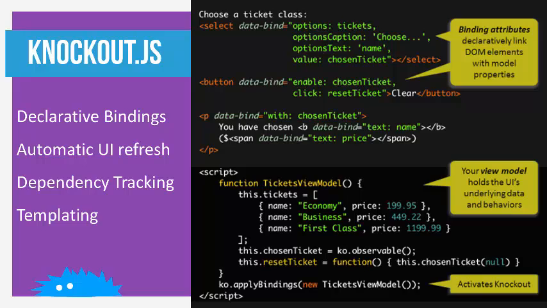Knockout also has dependency tracking. It's easy to set up relationships between different properties on the model, so that subtotal then can be a combination of each of the different items multiplied by the quantity, for example.